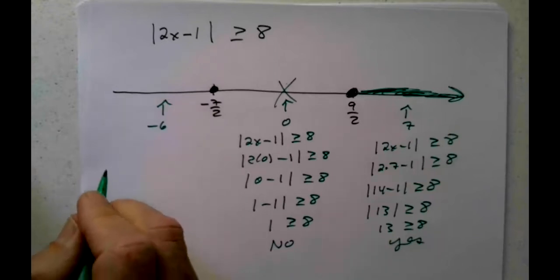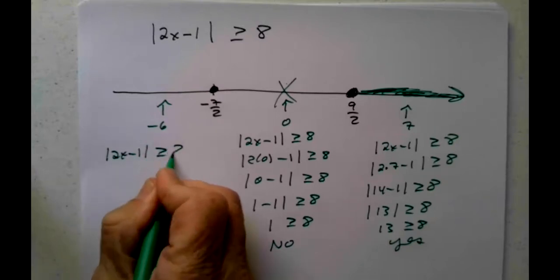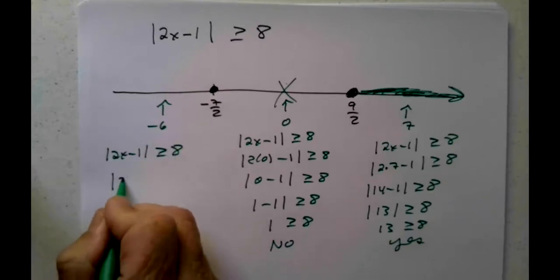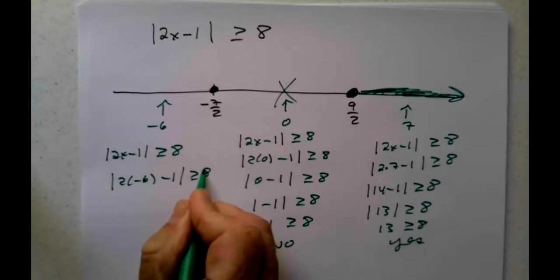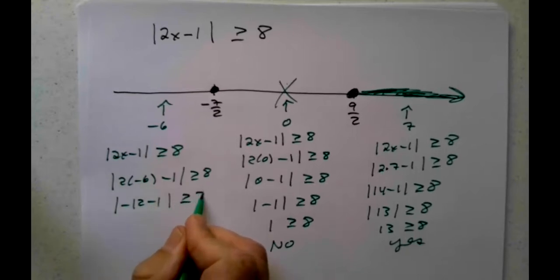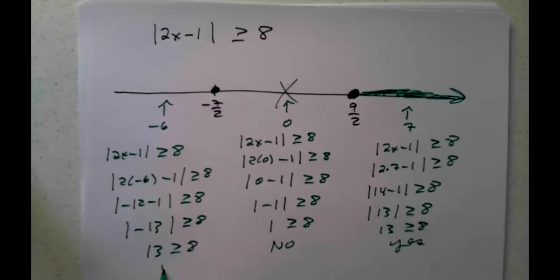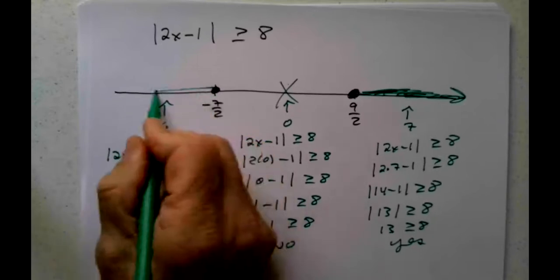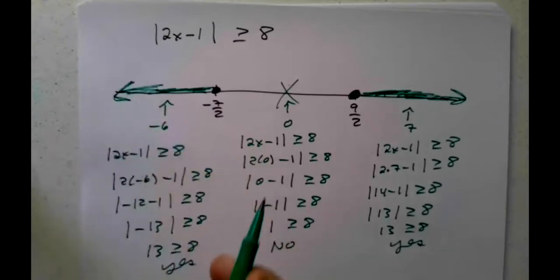So again, absolute 2x minus 1 greater or equal to 8. Plug in negative 6. Absolute 2 times negative 6 minus 1 greater or equal to 8. Absolute negative 12 minus 1 greater or equal to 8. Absolute negative 13, again, interestingly enough. Absolute negative 13 is positive 13 greater or equal to 8, that's yes. And that's what you'll find on these absolute values. You'll either get the stuff in the middle or the stuff on the outsides, most of the time.